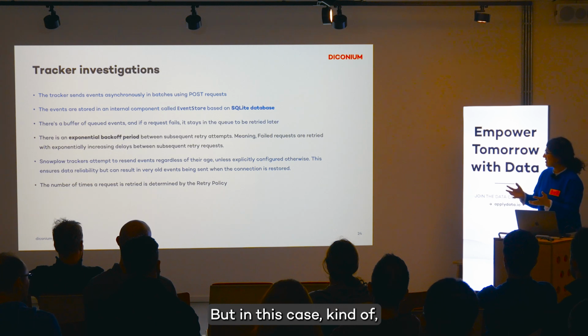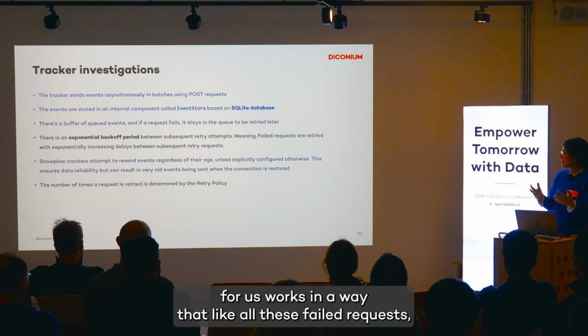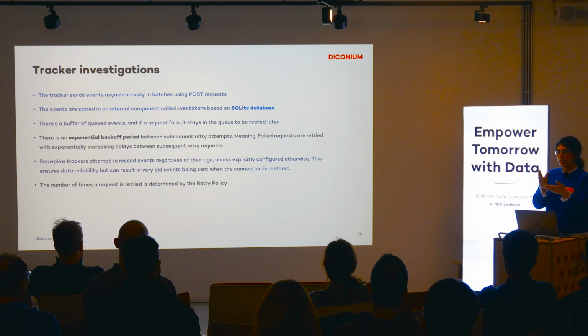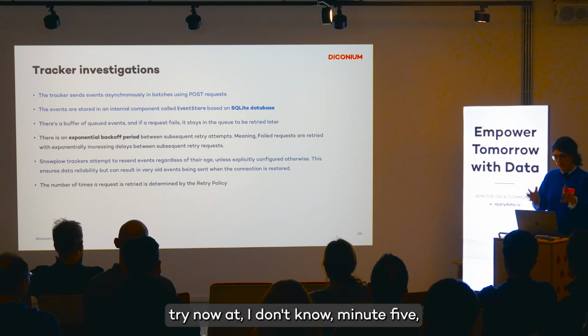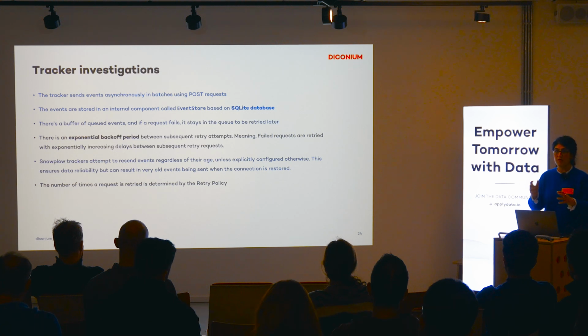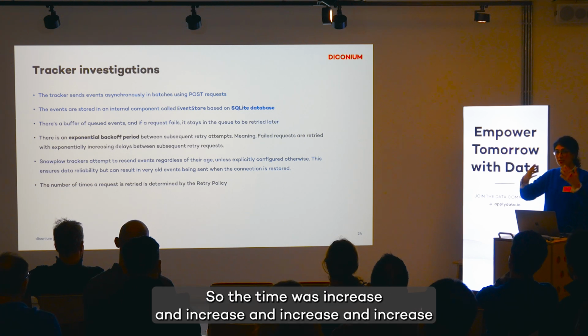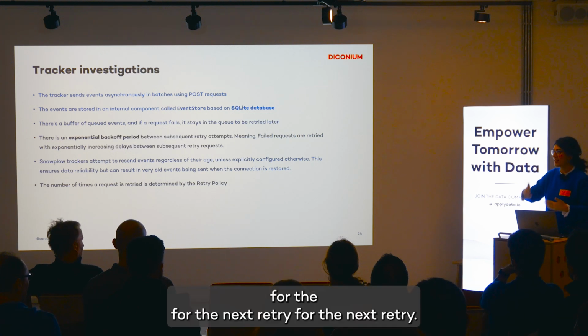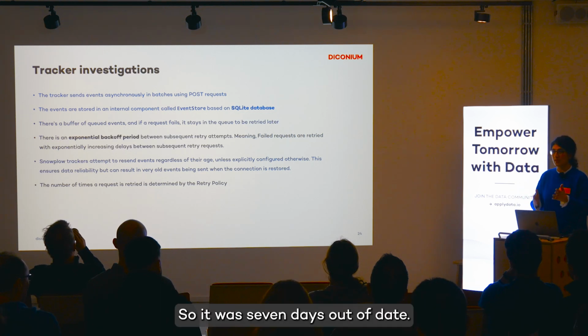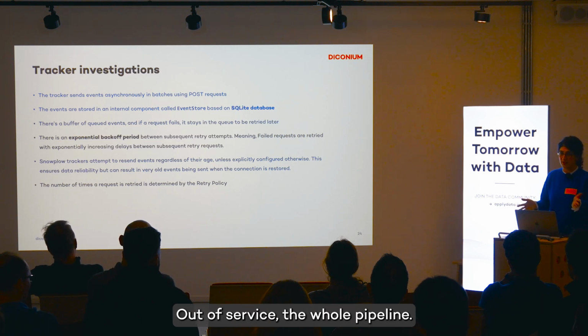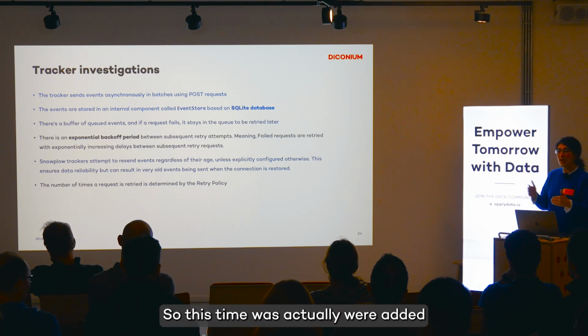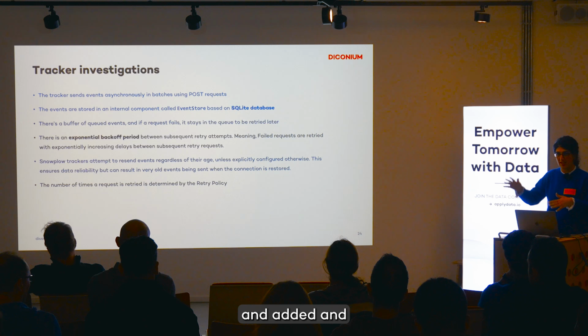But in this case, for us, it worked in a way that, for example, if I try now at minute 5 and it fails, the second retry will also increase in an exponential way. So the time increased and increased for the next retry, so it was 7 days out of service, the whole pipeline. This time was added and added.